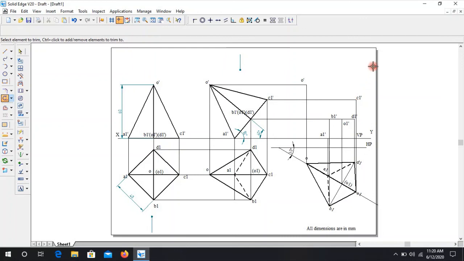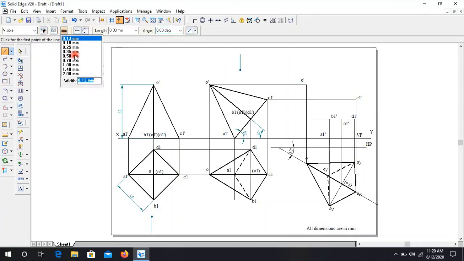Now connect all the points. First, concentrate only on outermost points. We'll start with point O. O is outermost point. Next point A1 is outermost point. Here D1 is outermost point. C1 is outermost. Back to A, back to O. Only B1 dash and O1 dash are inner points.